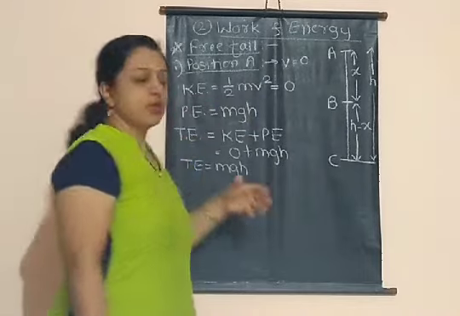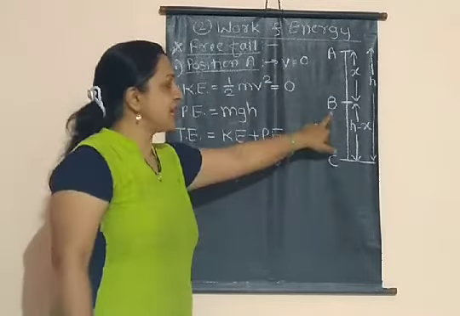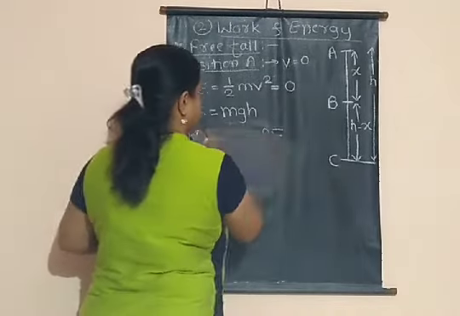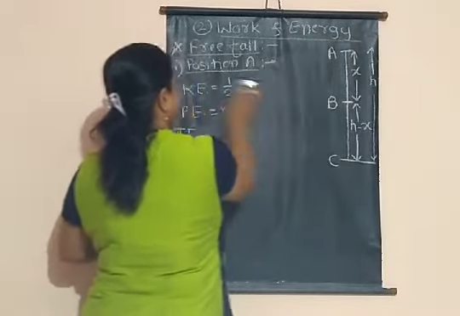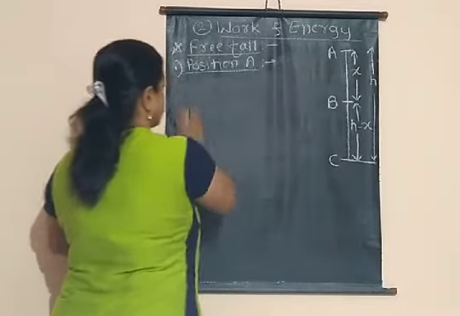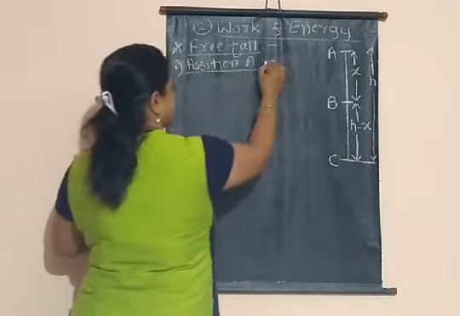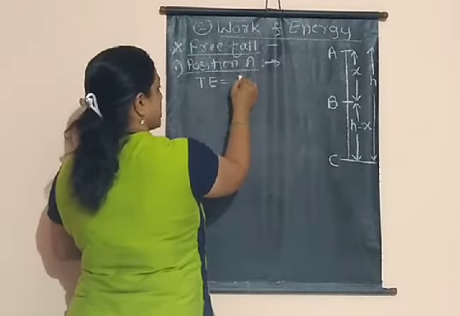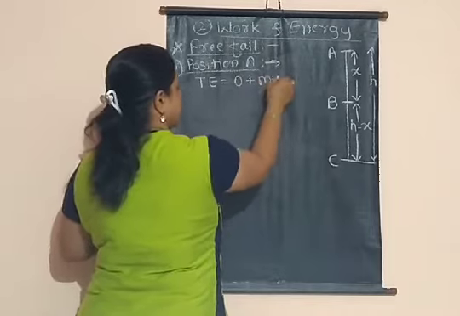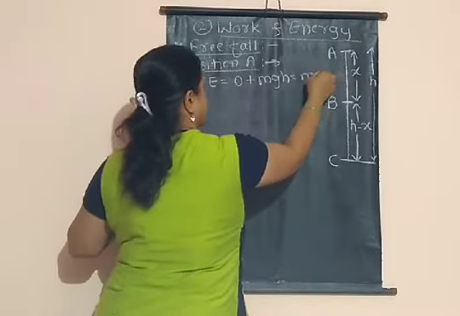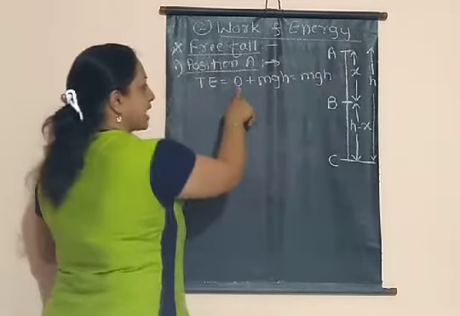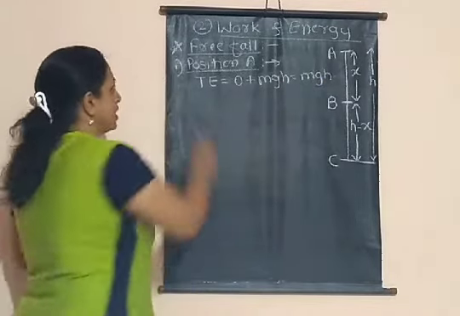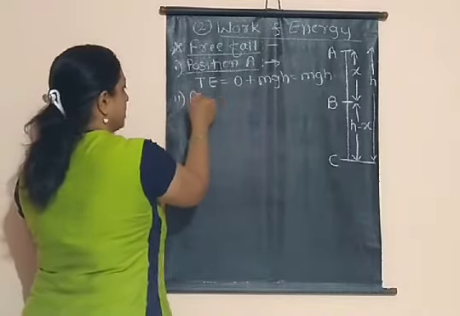Now let us see the second position, that is position B. Let us write the formula here. At position A, the total energy is equal to 0 plus mgh, and that is equal to mgh. So this is kinetic and this is potential, and the total energy is mgh. Now consider position B.